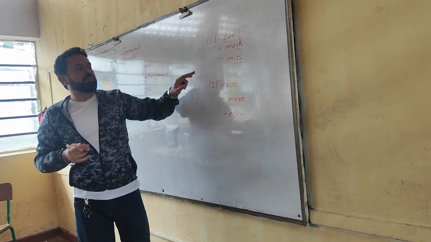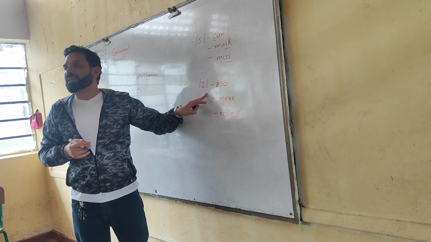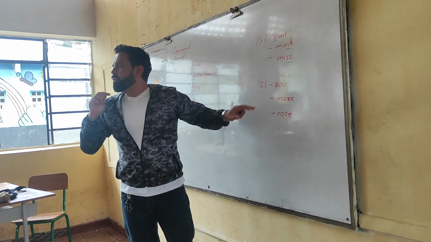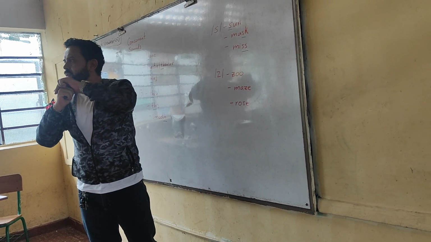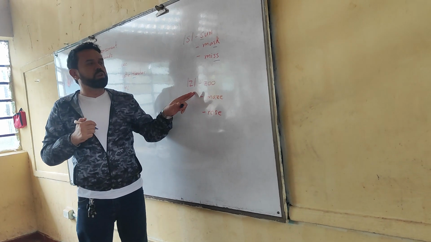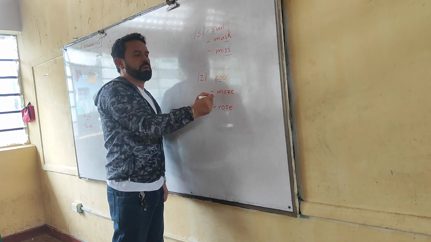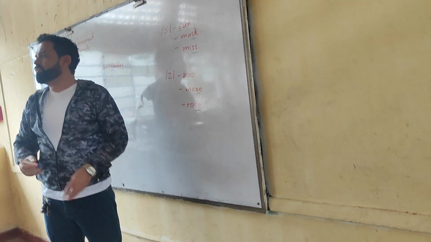But there is a difference with the sound of z. In this case, you need to pronounce it by pressing the back of your tongue a little bit more against your hard palate. You see? So in this case, you pronounce it as z, z, maze, and finally rose, rose.